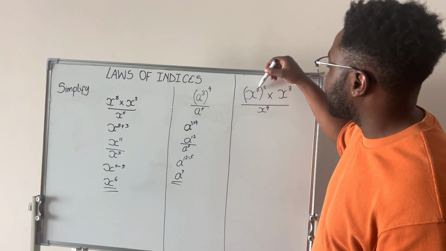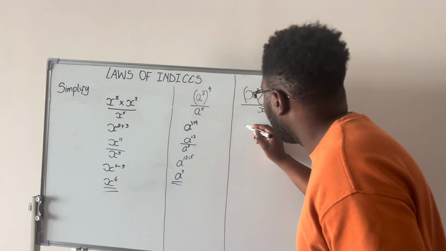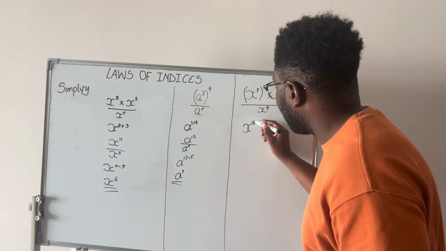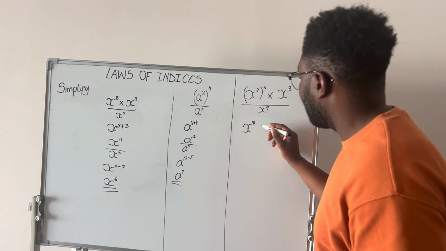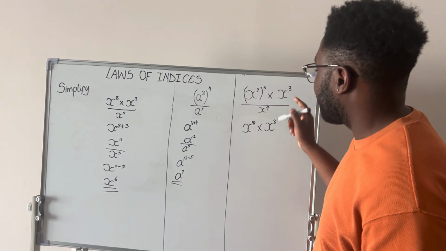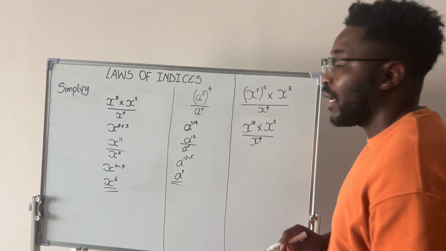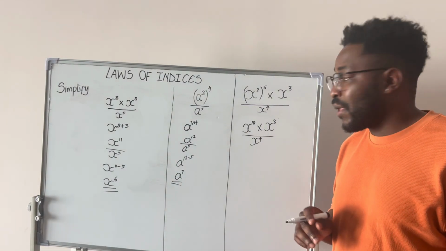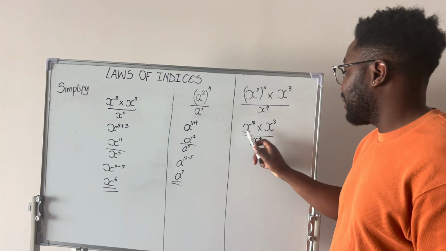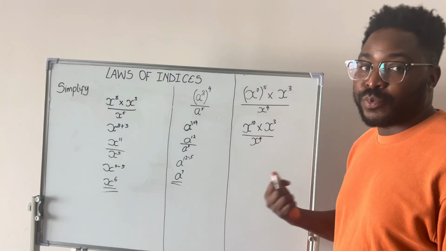And 2 multiplied by 5 is 10, right? So that will be x raised to the power 10, since 2 multiplied by 5 is 10, multiplied by x to the power 3, dividing it by x to the power 4. Okay, so let's look at our top part. Same bases are being multiplied. That's the product law, so we're going to use the product law.